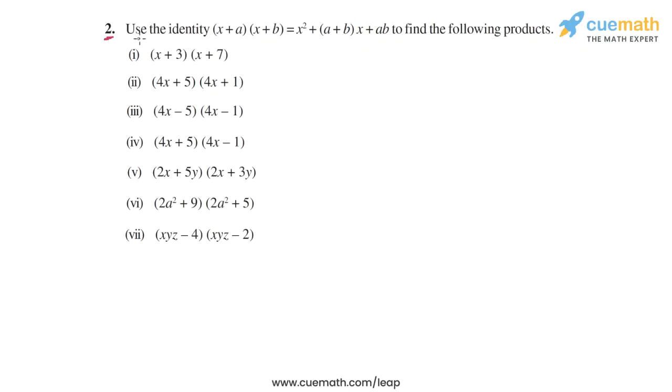In question 2, we have to use this identity (x + a)(x + b) = x² + (a + b)x + ab to find each of the following 7 products that you see here. Now let's observe this identity for a minute. (x + a)(x + b) is equal to this product on the right side.